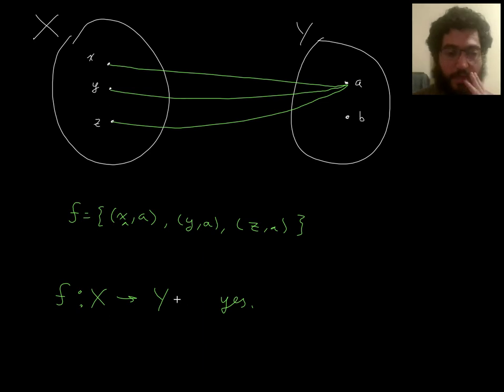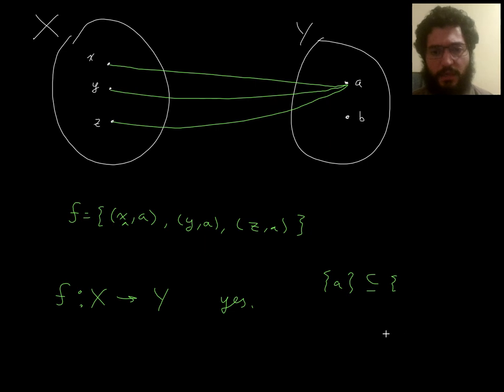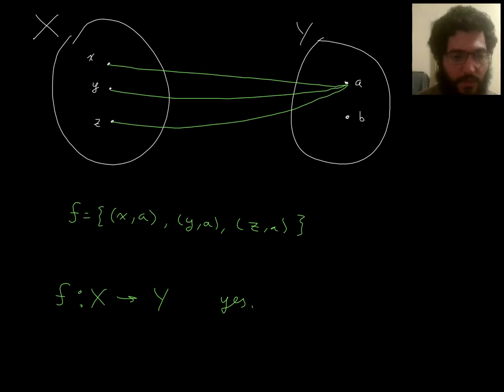And final thing to check, the range is a subset of y. Here the range is singleton A, and that really is a subset of y, right? Singleton A is a subset of doubleton A, B. So yes to this.